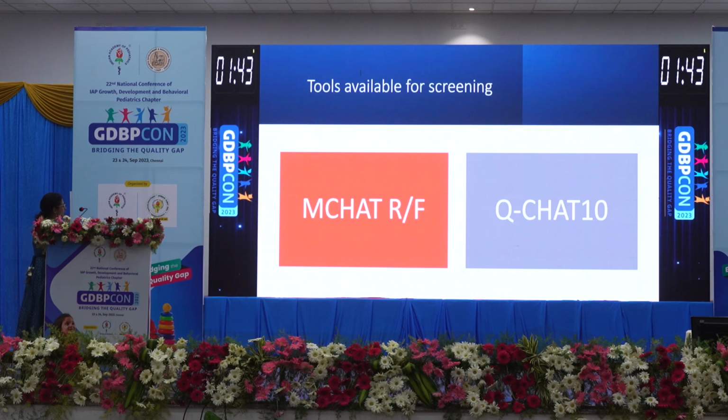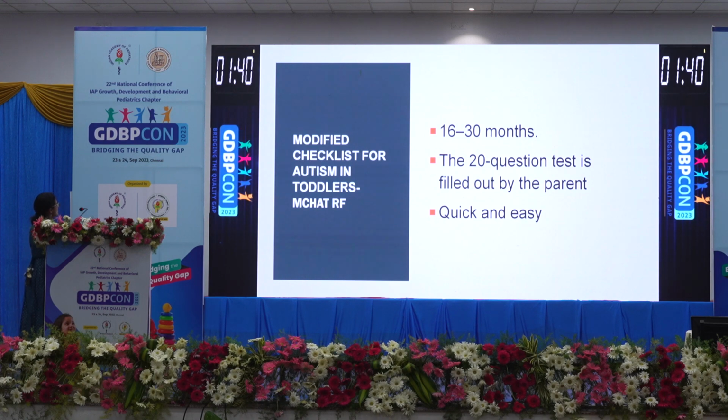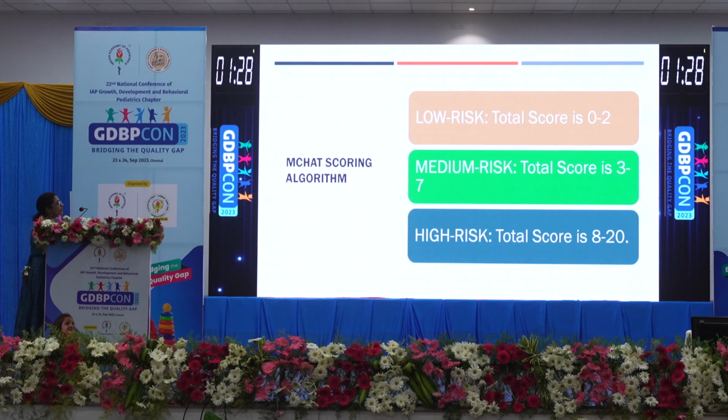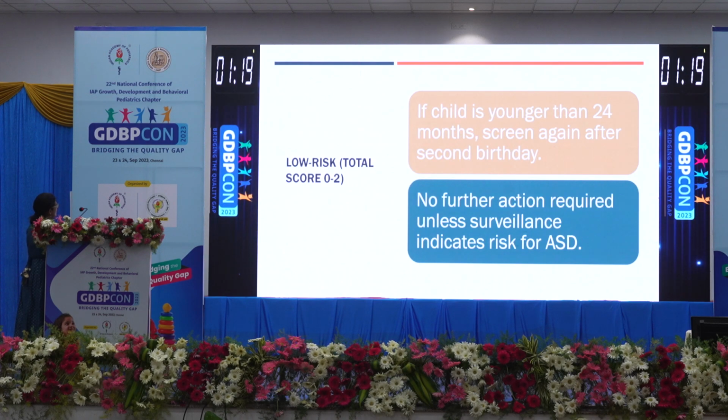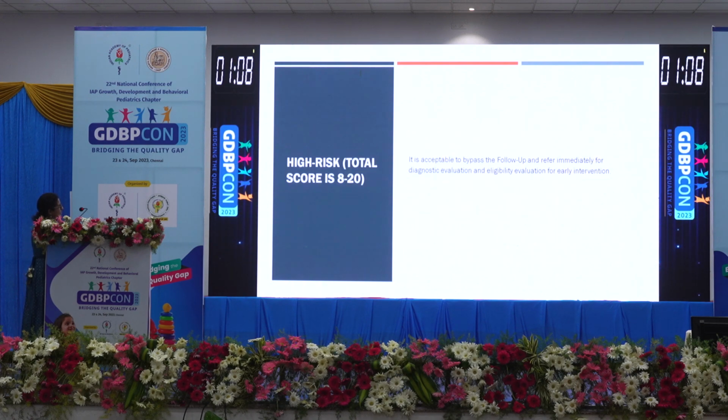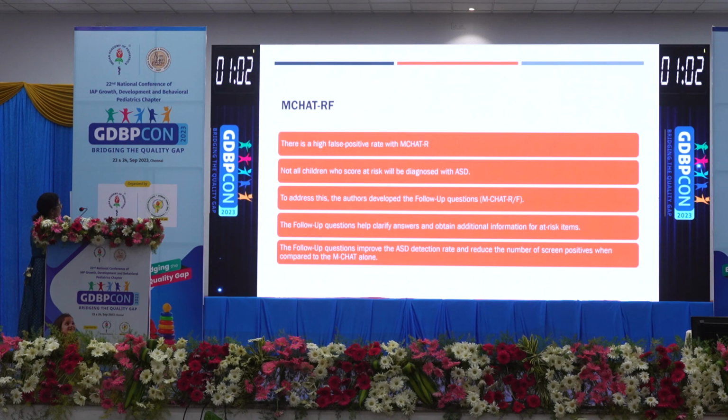We have the MChat and the QChat, but what we normally follow is the MChat. It is done in children between 16 to 30 months. It's a 20-question test, quick and easy, where all the abnormal responses are scored 1. A child is considered low risk if the score is 0 to 2, medium risk 3 to 7, and high risk if it is between 8 to 20. If it is low risk, we can reassure them and screen again if required. If it is medium risk, we offer the MChat follow-up. If it is high risk, we refer immediately to a higher center.